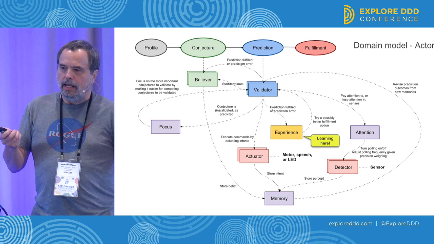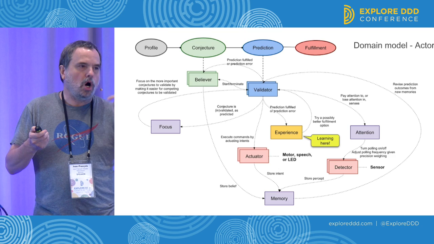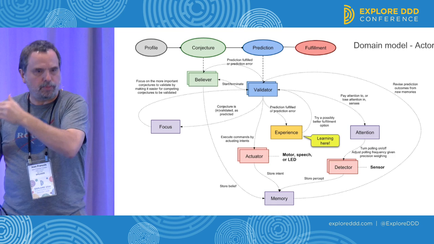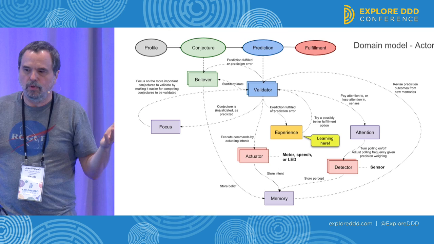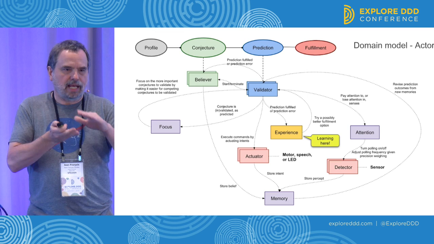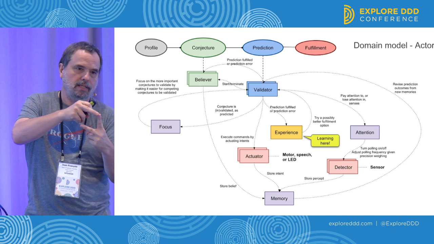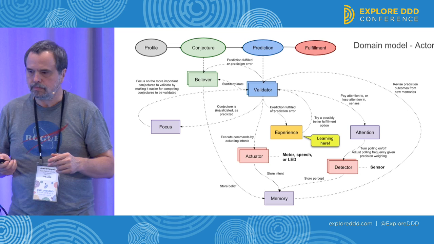Attention is another agent. There's only one in the system, and its responsibility is to turn detectors on and off. Because only certain validators will need to be operating at any point in time, so only certain perceptions are necessary to be generated. Now, only a certain set of perceptions matter. And we have one detector for each sense, for each sensor. So there's going to be one detector for the touch sensor. There's going to be two detectors for the color sensor, because the color sensor can detect either color or ambient light, and so forth. So, detectors.